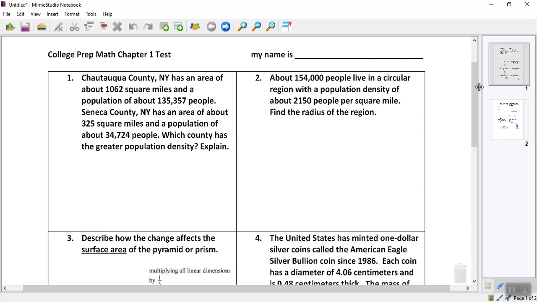Just keep going in the right direction with this stuff, okay? All right. So here we go. Study guide.